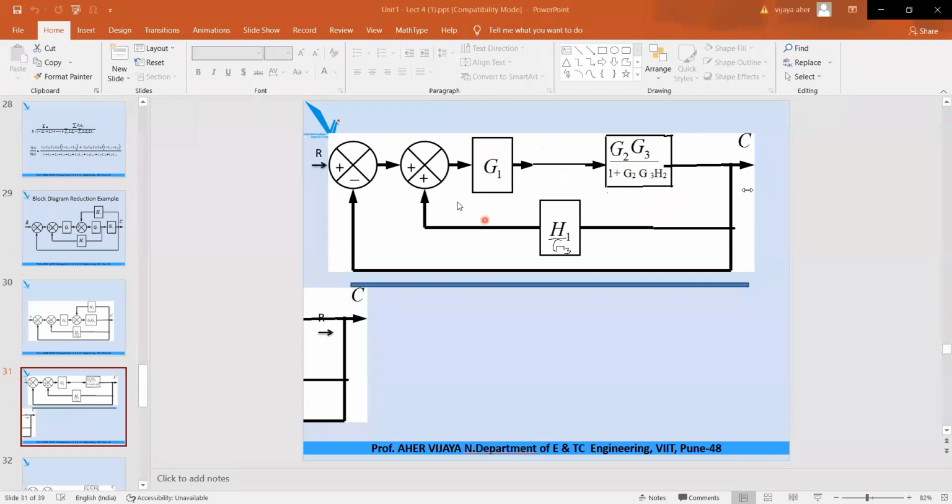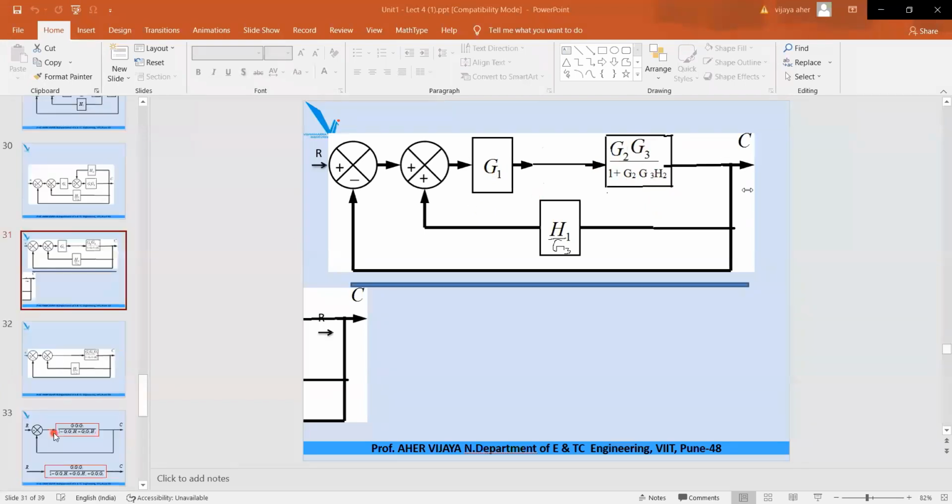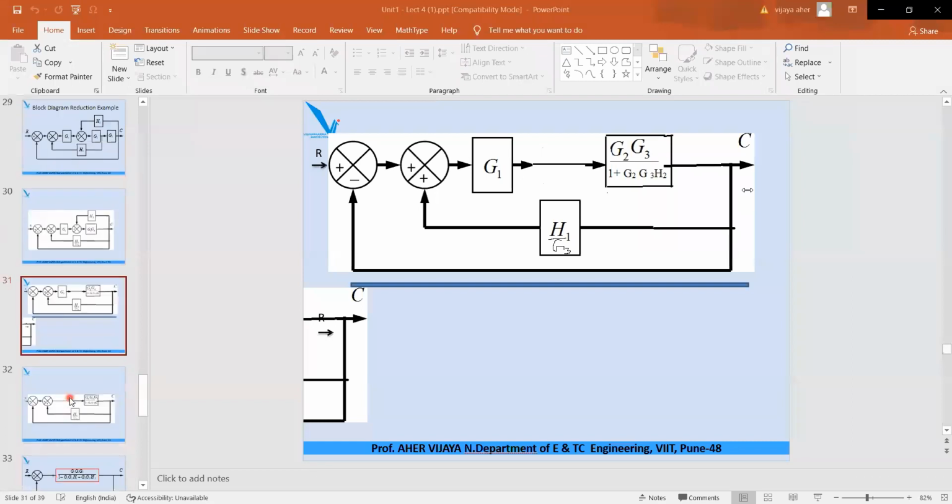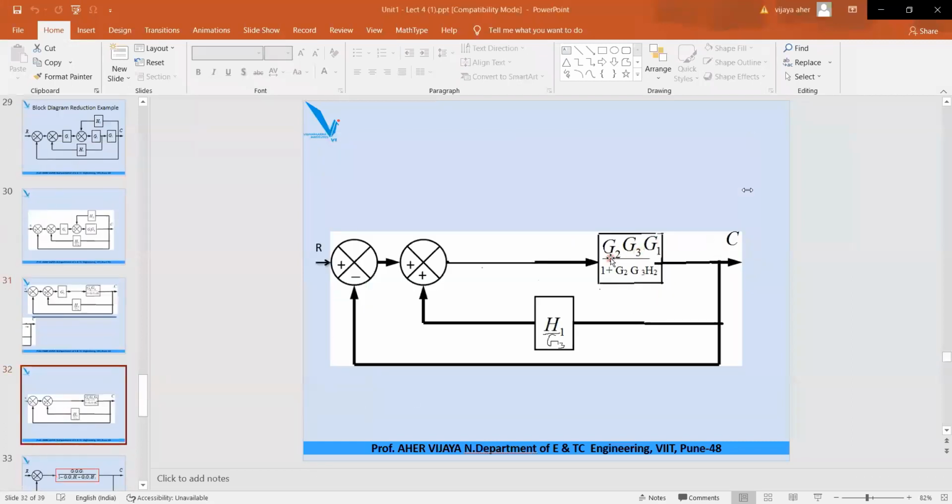Again, you will get a feedback loop. Again, you are going to write the equation like this. So the next reduction is like this. I have written G1 G2 G3, just multiplied by G1, because both the blocks are in series. So I got this transfer function within one block. Now this is nothing but your closed loop control system, right? So again by using rule number 9, you can reduce this block. Now how to write the equation?